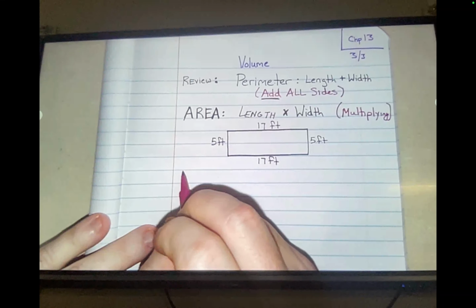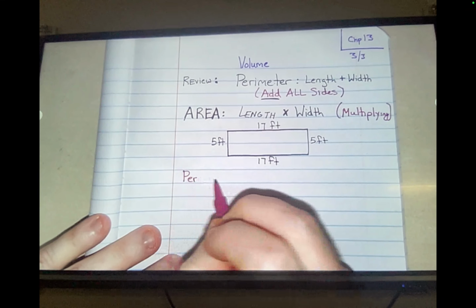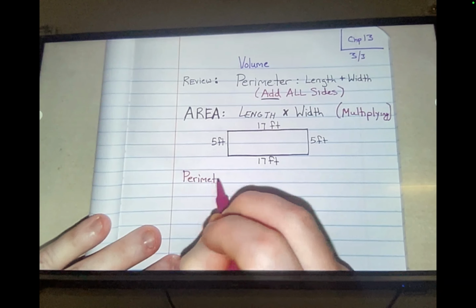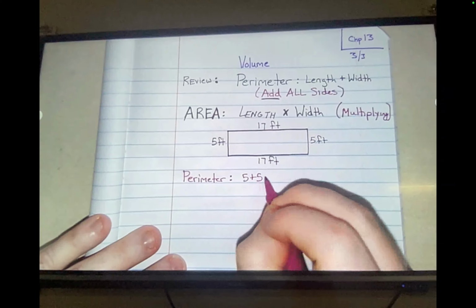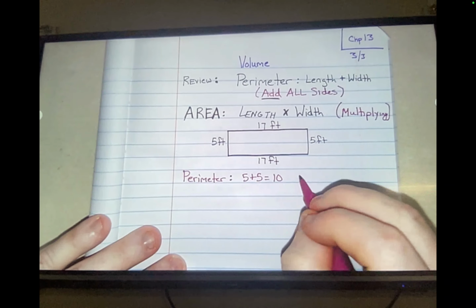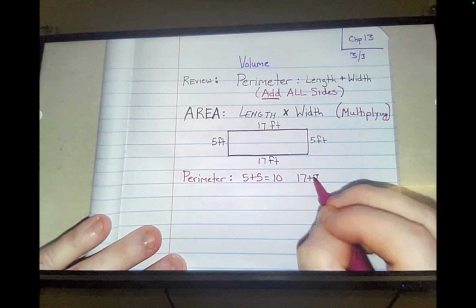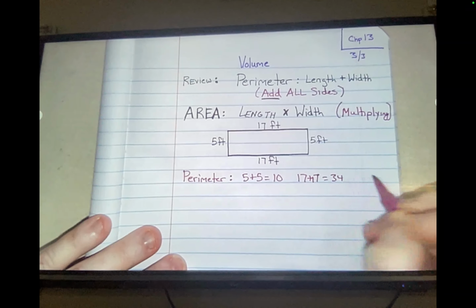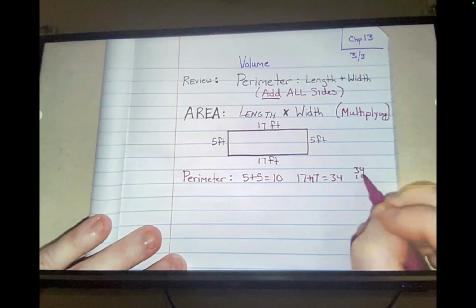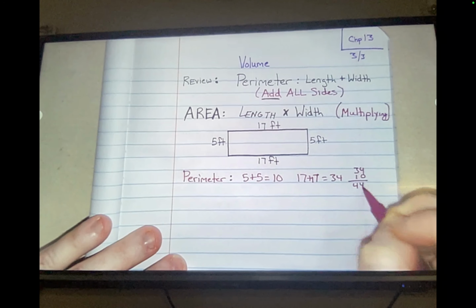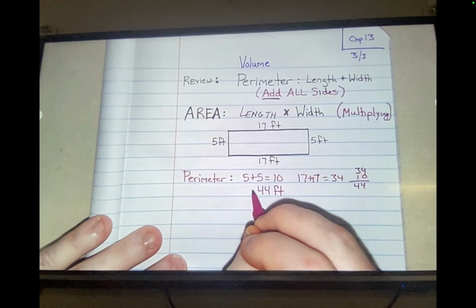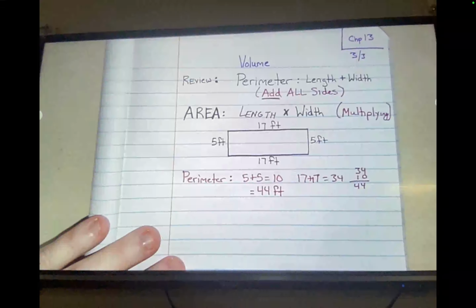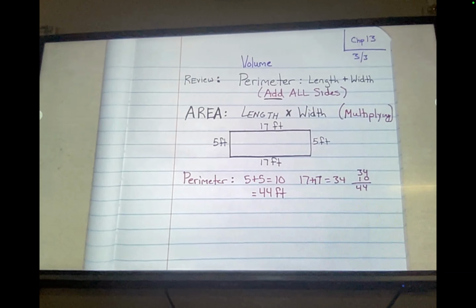So for perimeter, we're adding the sides. I like to do 5 plus 5, which equals 10, and 17 plus 17, which equals 34. Then I do 34 plus 10, and my perimeter is 44 feet. Pretty simple, right? Just adding all the sides. 5 plus 5, 17 plus 17. All we're doing is adding that.